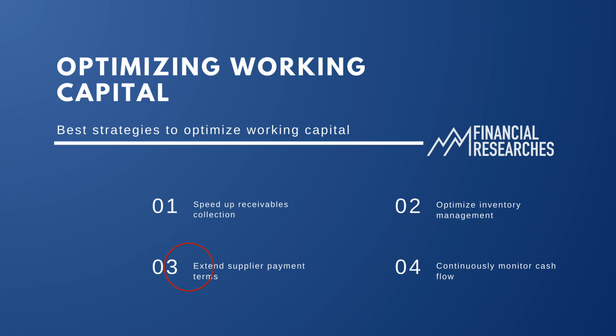Strategy number 3: negotiate longer payment terms with suppliers. Having more time to pay suppliers improves available liquidity. Strategy number 4: constant monitoring. Use financial management software to control flows in real time.